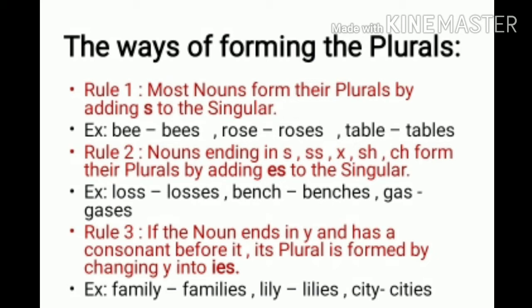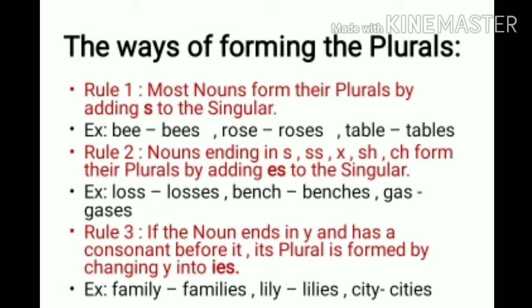Your third rule. If the noun ends in Y and has a consonant before it, its plural is formed by changing the Y into IES. So any noun that ends with a Y and has a consonant before it. What is a consonant? We all know that the vowels are A, E, I, O, U. We call them the vowels. And the rest of the alphabets like B, C, D, F, G, all the rest of the alphabets other than the vowels are called the consonants.